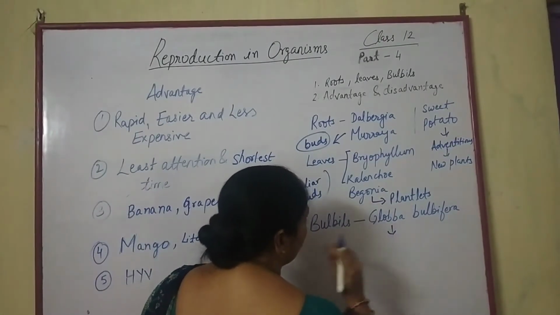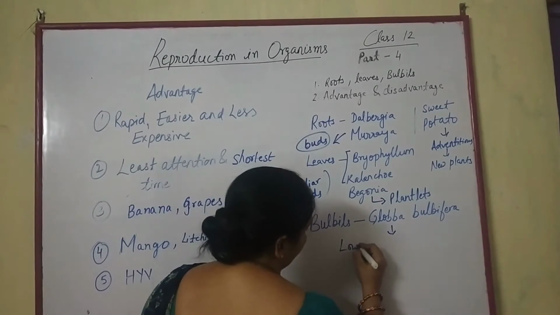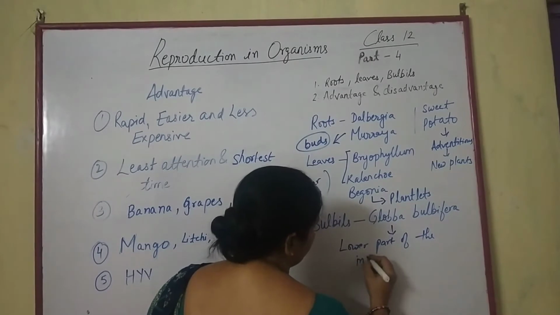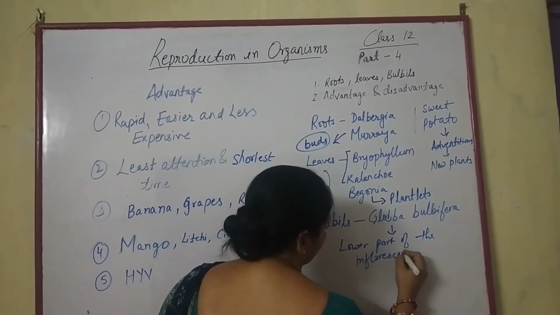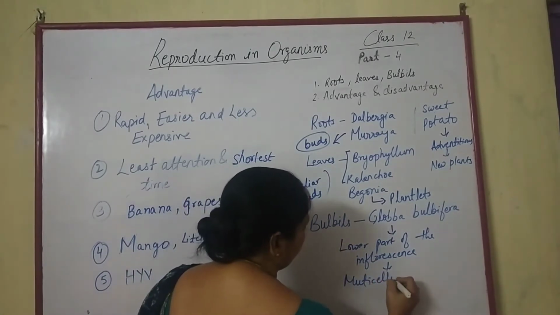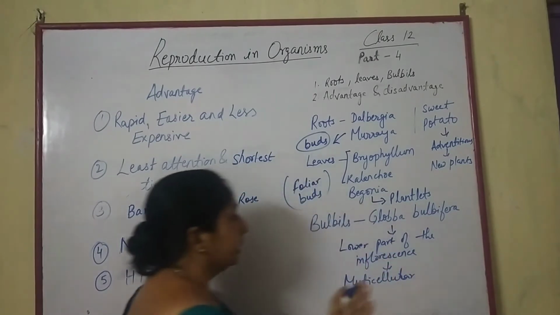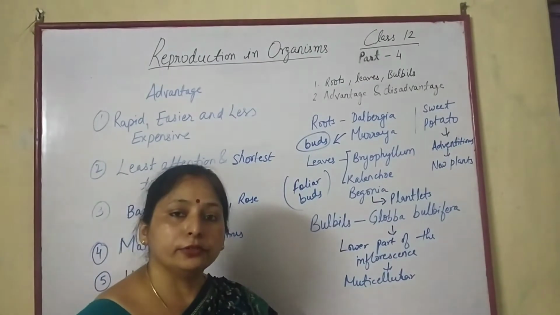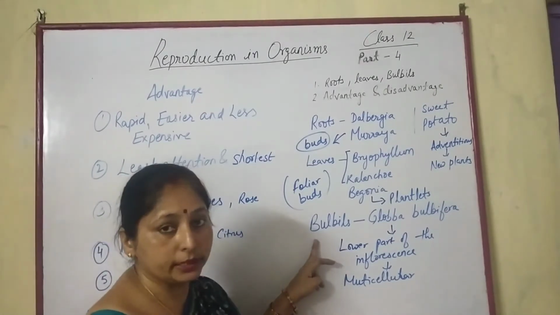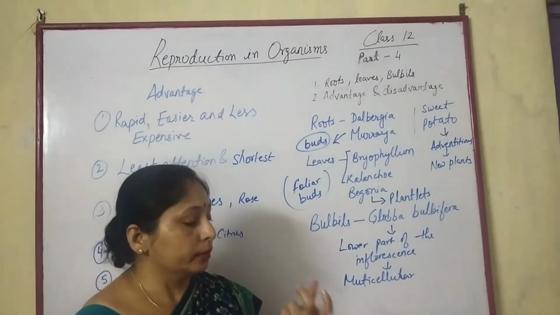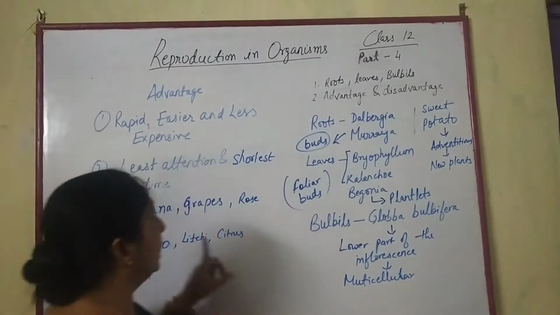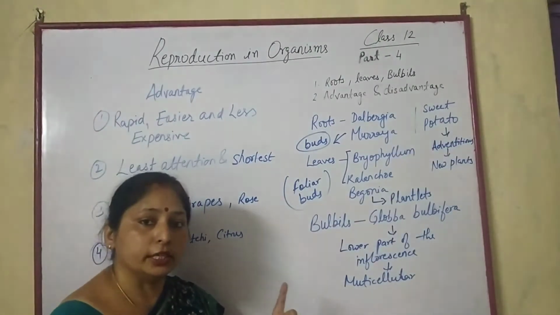Next is bulbils. In the case of Globba bulbifera, the lower part of the inflorescence becomes multicellular, and these multicellular structures are termed bulbils. When these bulbils mature, they detach from the parental body and develop into a new plant. Next are the advantages and disadvantages, because every method or mode has some advantages as well as disadvantages.